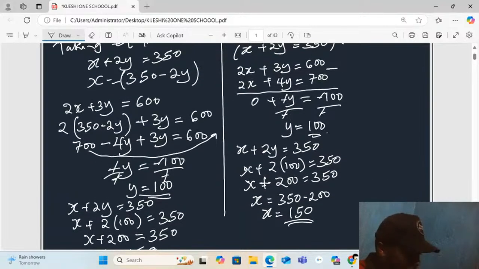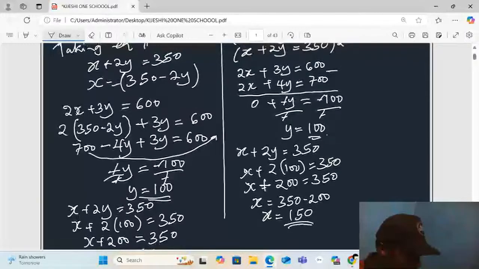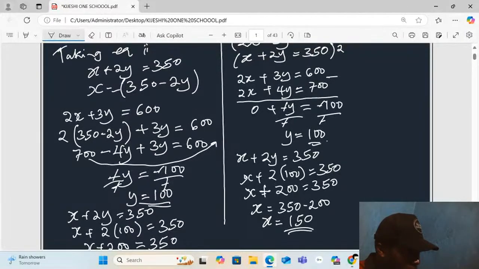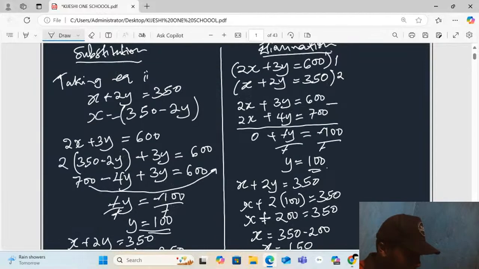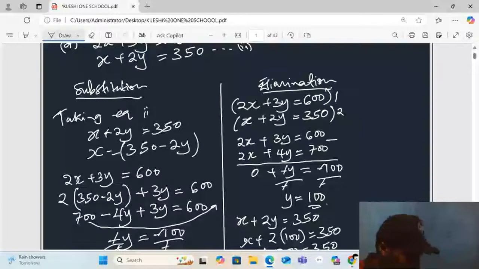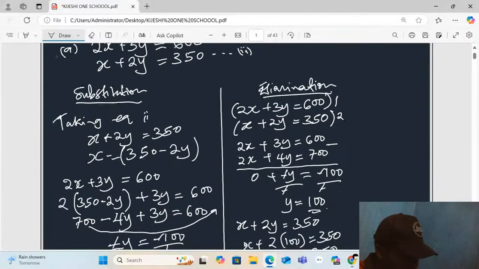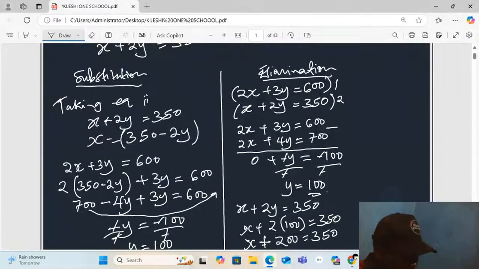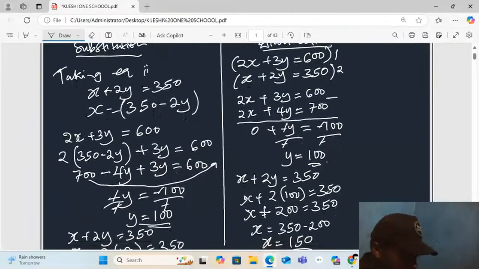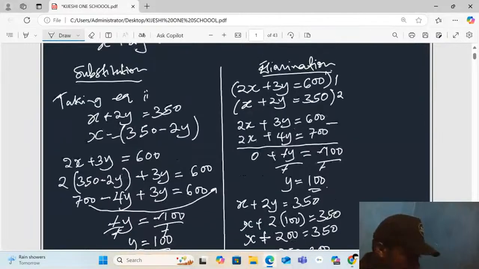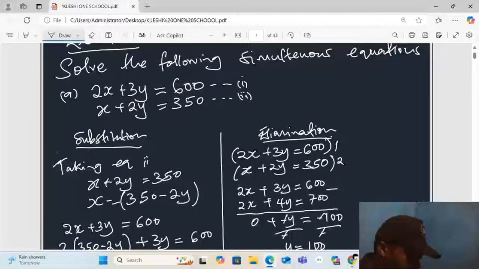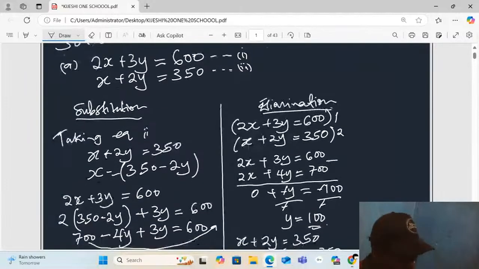So as you can see, we are arriving at the same answer. Using elimination, we get the same answer as substitution. The same way, when you use graphs, or when you use matrices, you're going to get the same answers. So that is how we solve simultaneous equations using the two methods, either elimination or substitution.